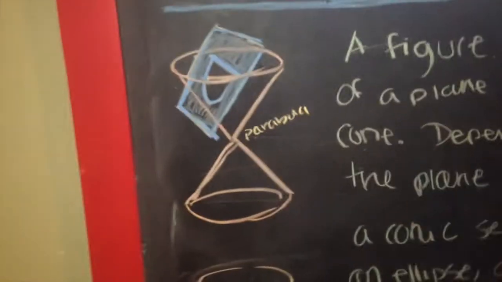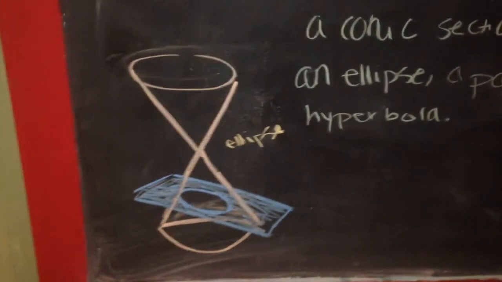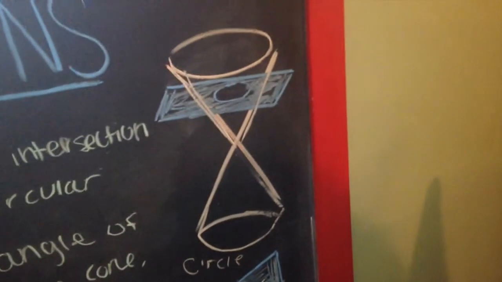This is what a parabola looks like. And this is an ellipse. And here is a circle and a hyperbola.